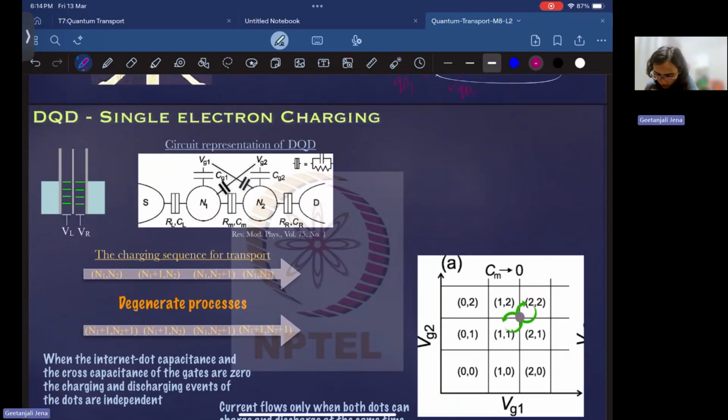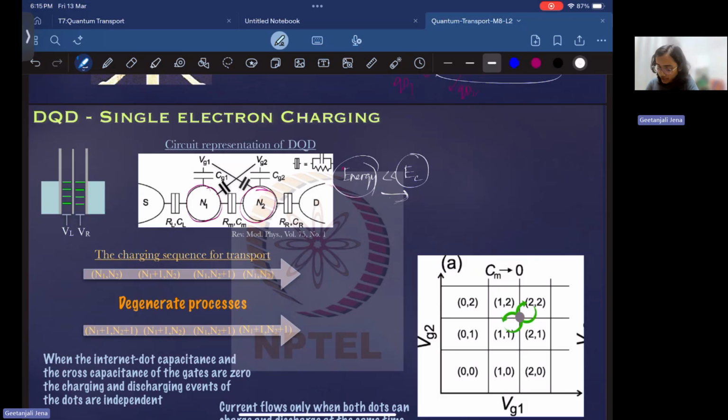So if you consider the low bias regime, which has n1 number of electrons in quantum dot 1 and n2 number of electrons in quantum dot 2. When we say we are studying the transport properties, we are typically looking at a region where the applied energy is much less than the charging energy.